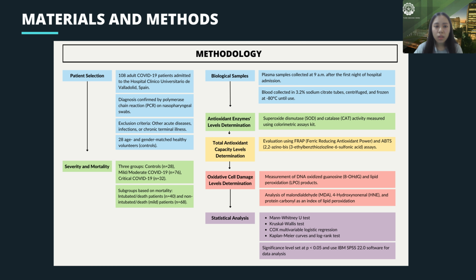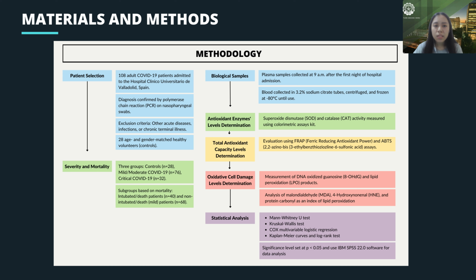The patients were categorized into three groups: controls, mild or moderate COVID-19 patients, and critical COVID-19 patients. Within the COVID-19 group, subgroups were identified based on mortality: intubated or death patients, and non-intubated or death patients, or the mild. Biological samples, specifically plasma, were collected at 9 a.m. after their first night of hospital admission. Blood was collected in 3.2% sodium citrate tubes, centrifuged, and stored at negative 80 degrees Celsius until used.